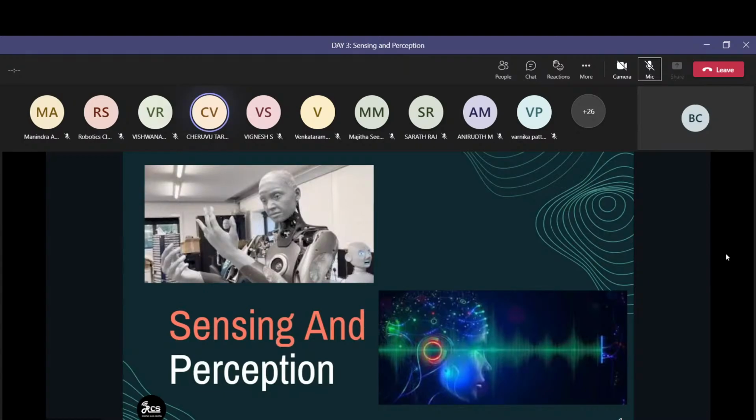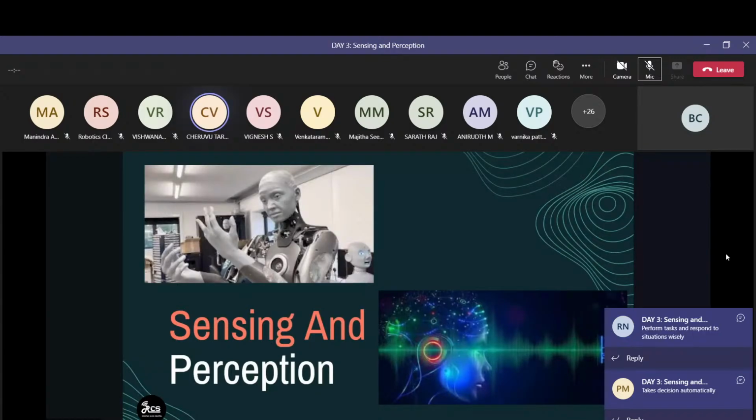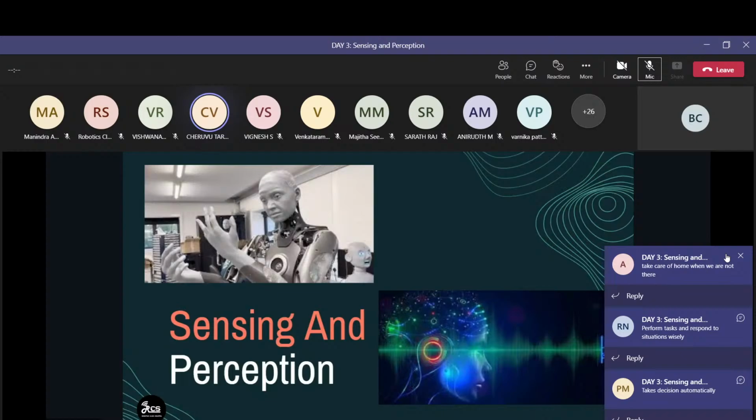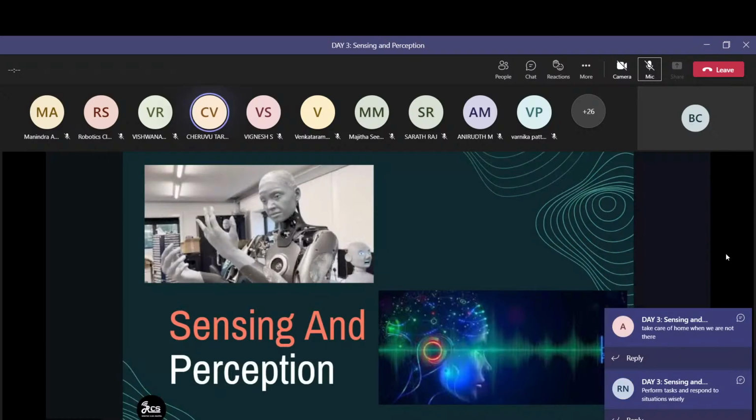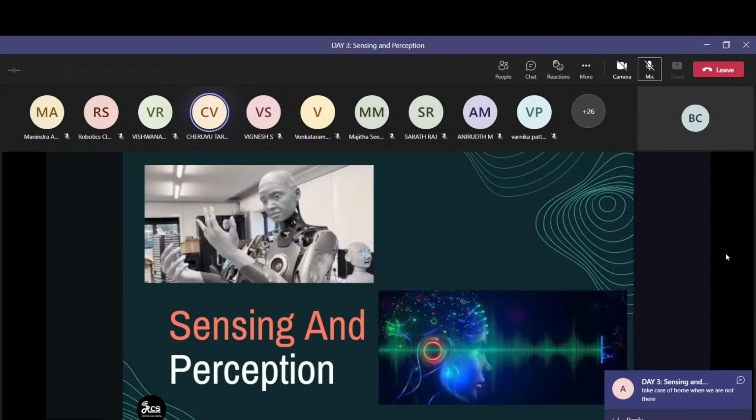When can you say a robot is intelligent, guys? Come on, any ideas? Yeah, it can take decisions automatically, perform tasks, and respond to situations wisely. Yeah, take care of home when we are not there. Okay, that's not a bad option. Yeah, guys, this is what I want. When can you say a robot is actually intelligent? When it can take its own decisions, when it can identify the changes in its environment, like sensing, and react to those changes, like perception, as humans do. So sensing and perception are the basic things that a human can do.